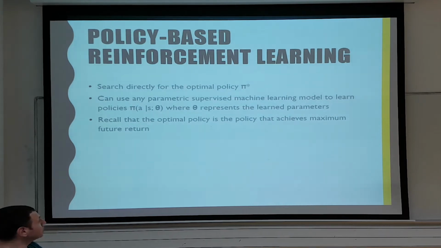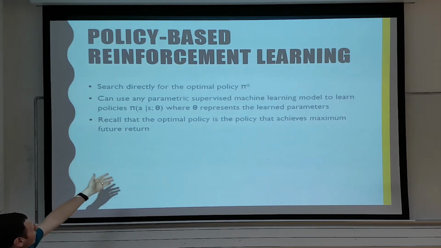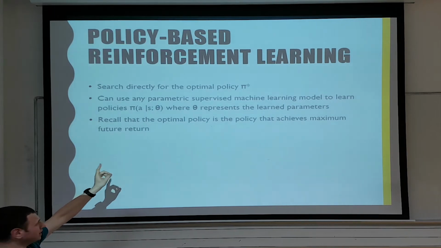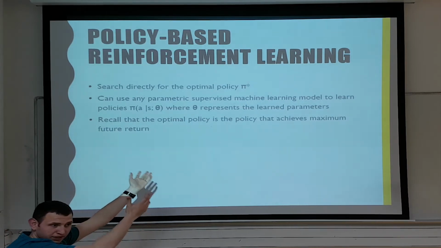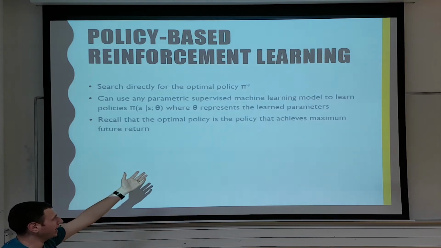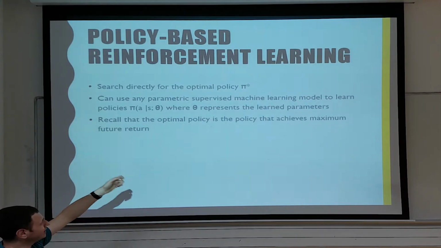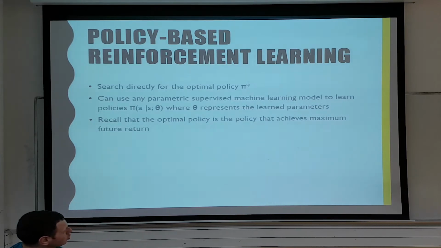Okay, so policy-based reinforcement learning, some definitions. We search directly for the optimal policy pi star. We can use any parametric supervised machine learning model to learn policies, the policy pi of a given s, with a vector theta, where theta represents the learned parameters. After we learn it with some deep learning algorithm, we learn the probabilities of each state, or regression. We learn the specific values of our theta, and then we recall the optimal policy, which is the policy that achieves maximum future return.